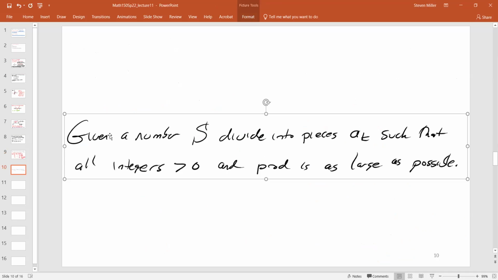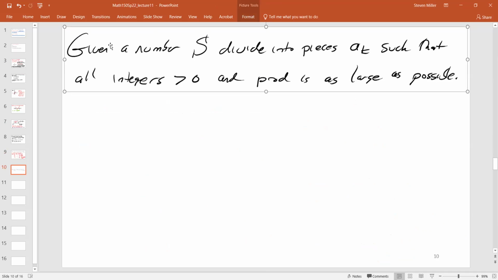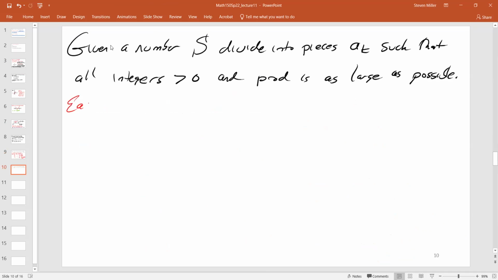Now I know for this product that each A_k satisfies 2 less than or equal to A_k less than or equal to 4. But with 4, I could do 2 plus 2, right? So I could do better.